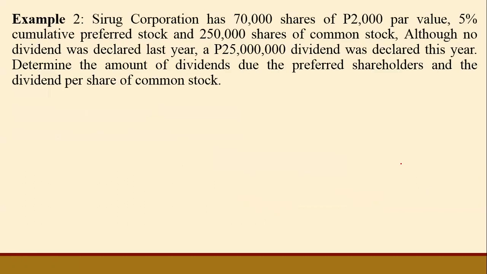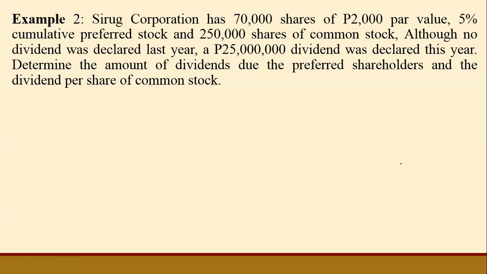Another example, we have the Syrup Corporation. Syrup Corporation has 70,000 shares of 2,000 pesos par value, 5% cumulative preferred stock, and 250,000 shares of common stock. Although no dividend was declared last year, a 25 million pesos dividend was declared this year. Determine the amount of dividends due the preferred shareholders and the dividend per share of common stock.